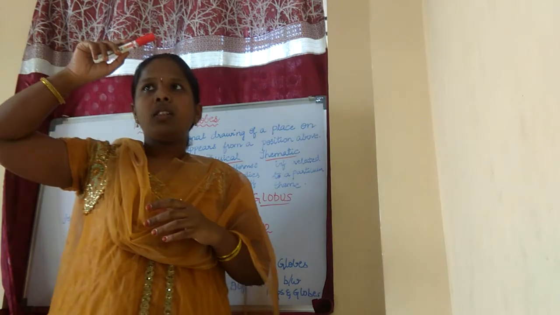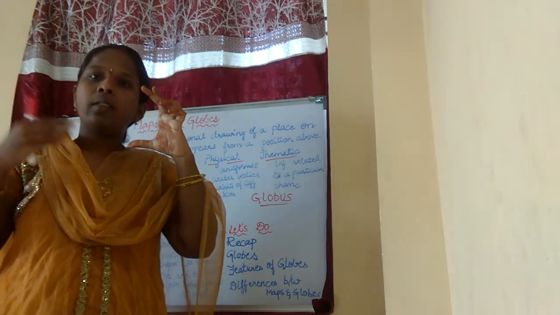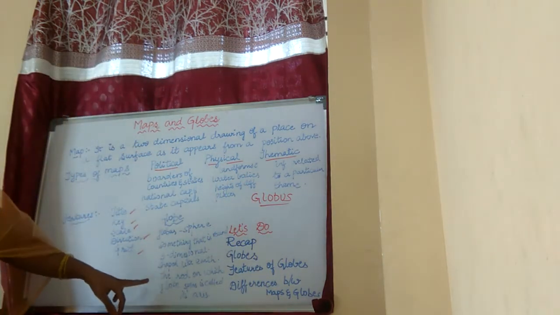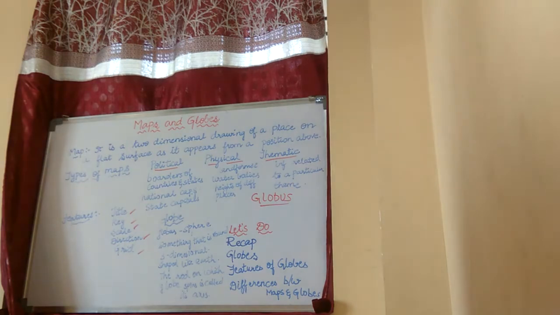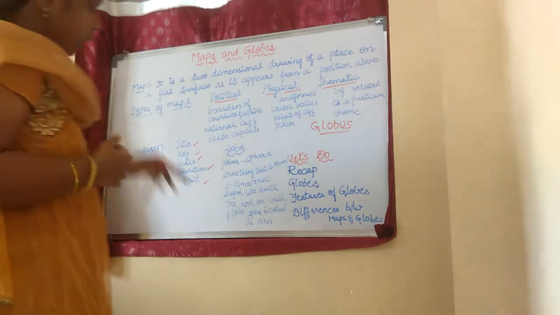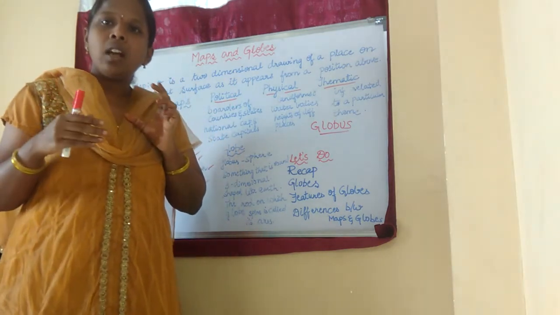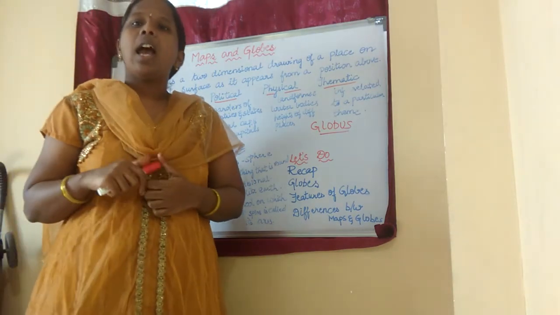Do you know, in the globe one rod will be there. With the help of the rod, if we hold the rod, we can spin the globe. What is that rod called? Axis. We call the rod which is there for the globe the axis. With the help of that we can spin the globe. So that rod is called the axis.